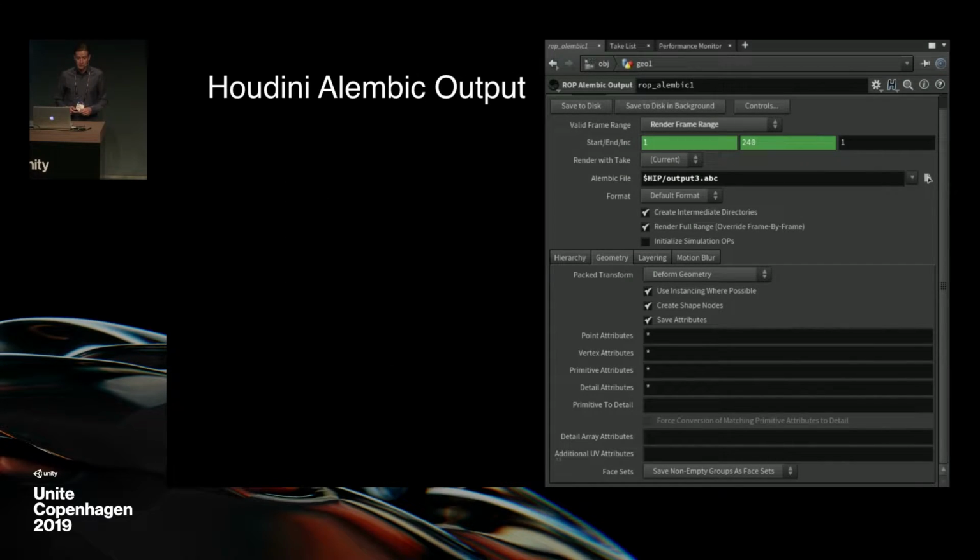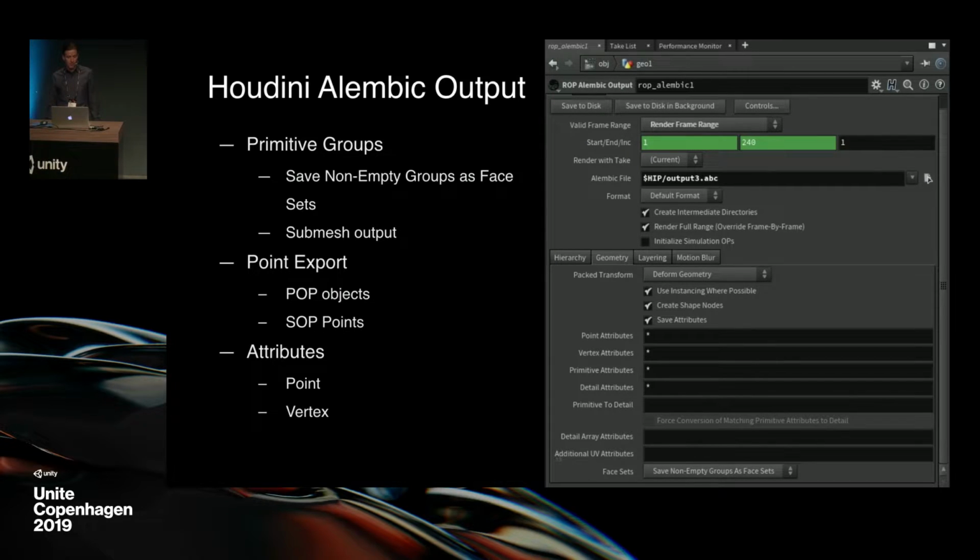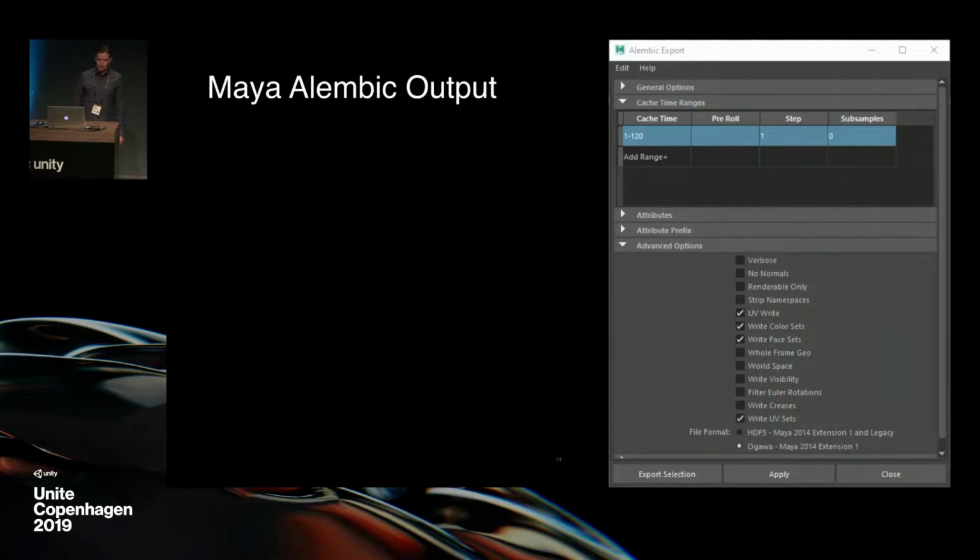So working in Houdini, the easiest way to get data out is simply to use the Alembic ROP inside of Houdini. So some things to bear in mind: any primitive groups that you have assigned to your objects inside of Houdini will transfer as submeshes inside of Unity. For exporting points, you can export either through POP objects or SOP points. And various attributes come through across to Unity, some of them that we'll be dealing with specifically, including normals, which is the N, UVs, velocity, and color, which is the Cd point attribute.